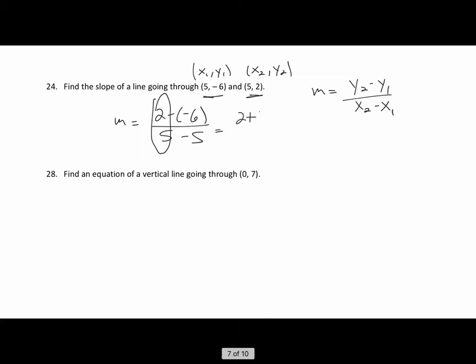So that'll actually be 2 plus 6 by the general rule. And 5 minus 5 is 0. So 8 divided by 0, anything divided by 0, is undefined. So that makes this slope undefined. So that line must be vertical.